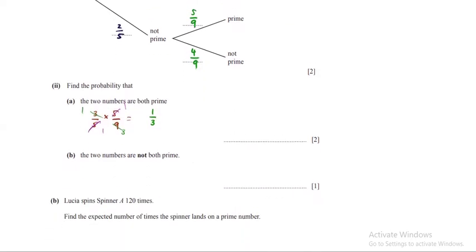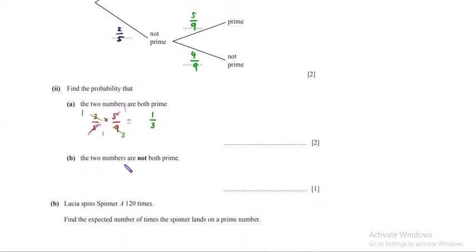The next question is, find the probability that the 2 numbers are not both prime. Now in this case, getting both prime is going to be 1 out of 3. Not both prime means it's going to be the opposite of this 1 over 3. That means from a whole number 1, I need to deduct 1 over 3, which is equal to 2 over 3. This is what I get as the answer.